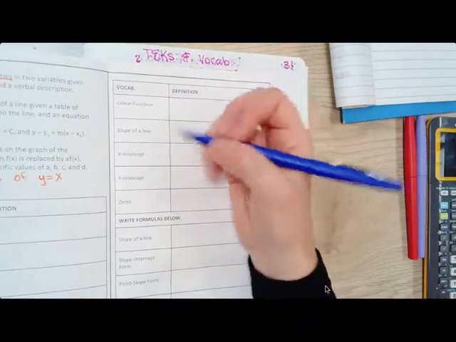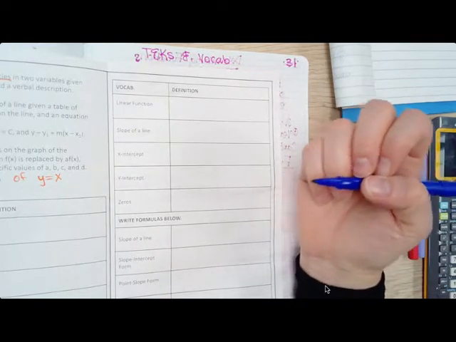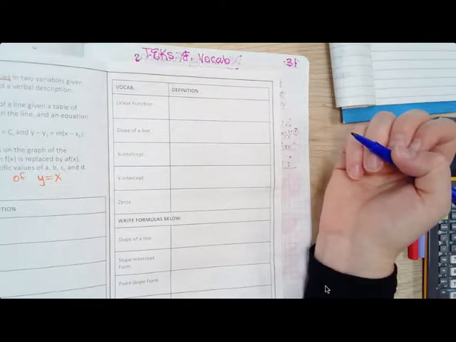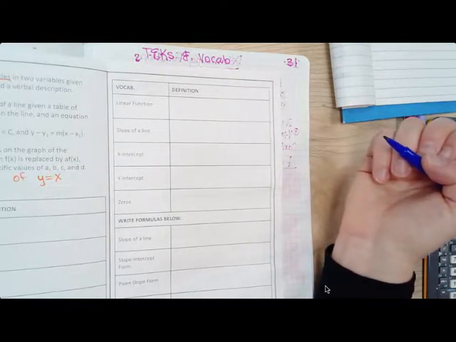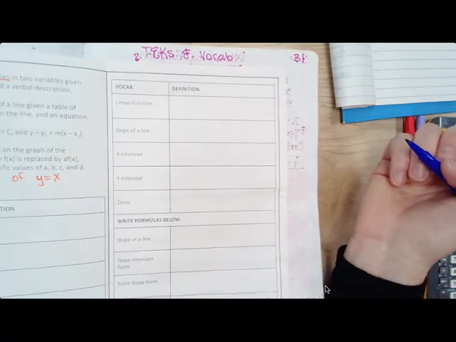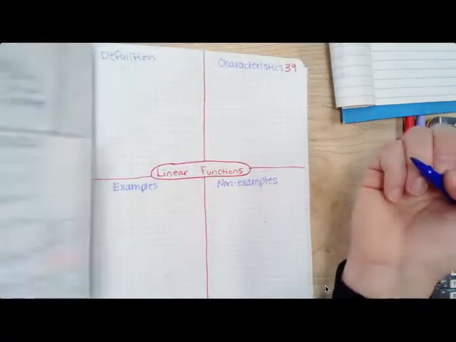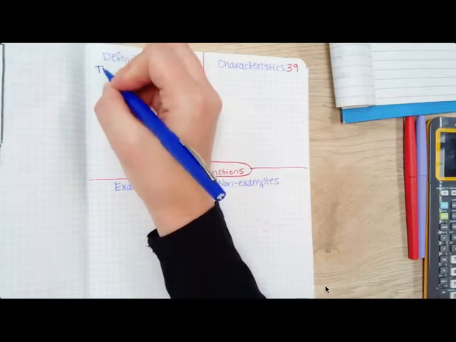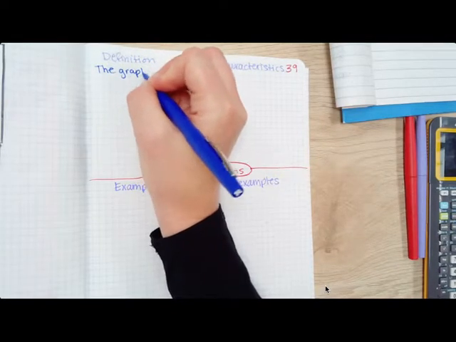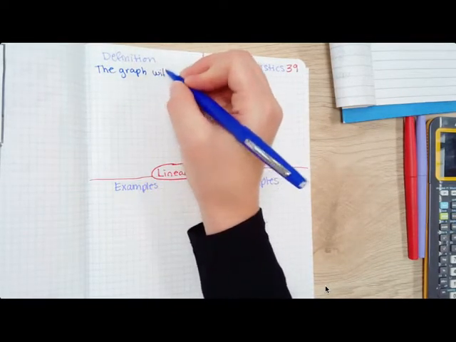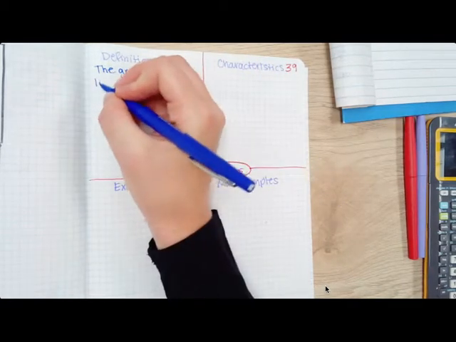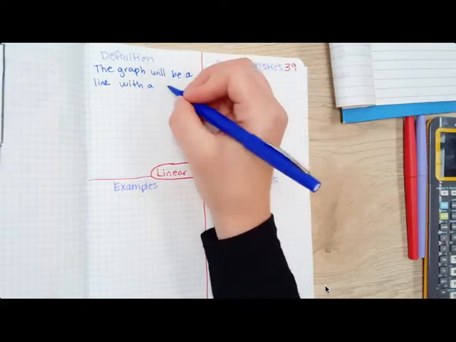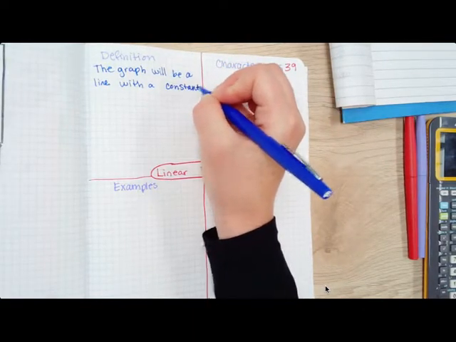Okay, so linear function. Oscar, what did you have? Function whose graph is a line is a linear function. You can represent a line form with a line equation. Okay, so definitely it has a line, right? Okay, so the graph will be a line with a constant rate of change.